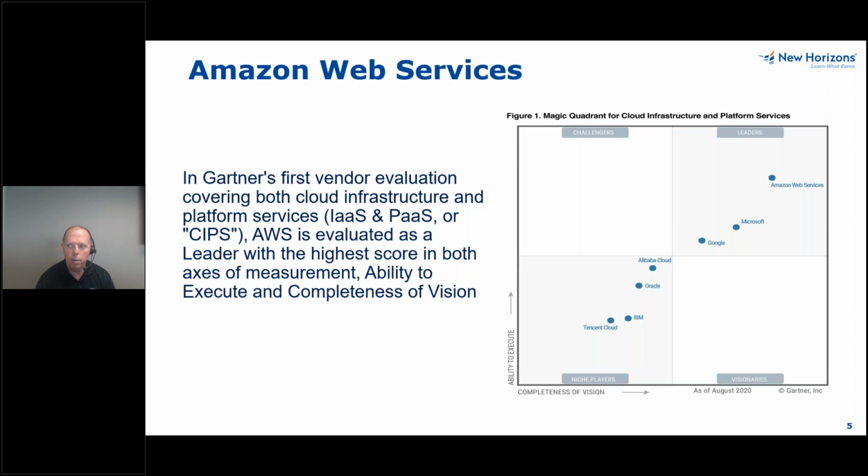And you can see Amazon Web Services way up there in the upper right-hand quadrant, indicating that they are both a leader and a visionary. The other two most close companies behind AWS, you may have heard of those, Microsoft and Google. They, of course, have their own cloud services.